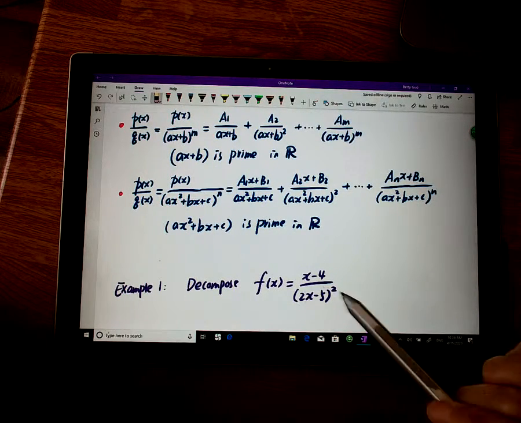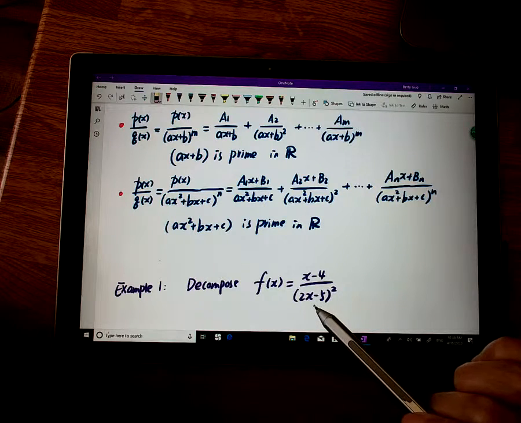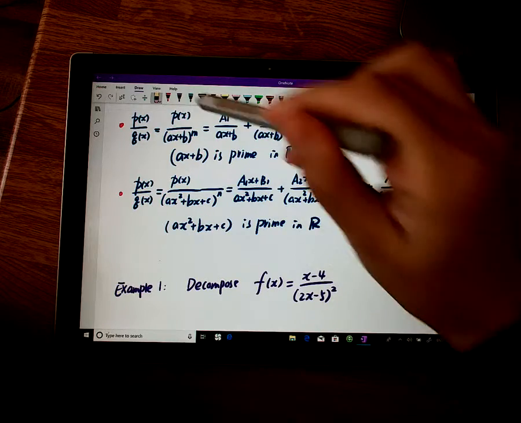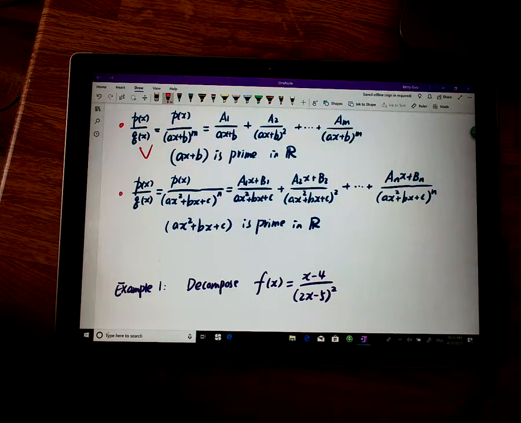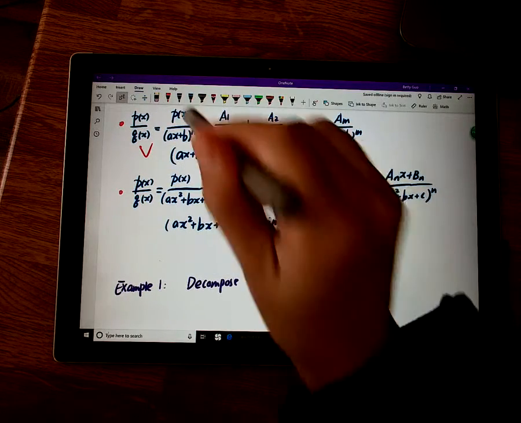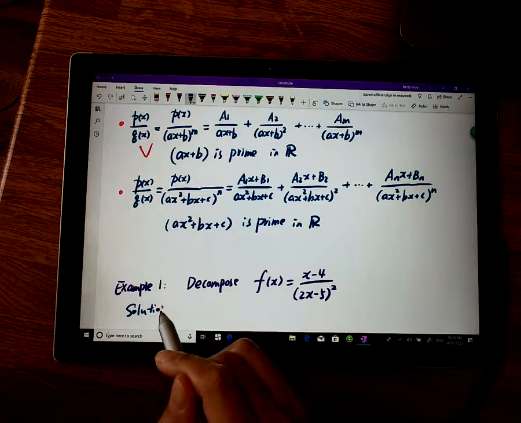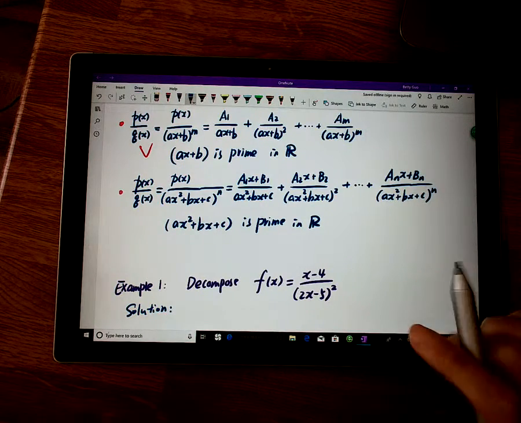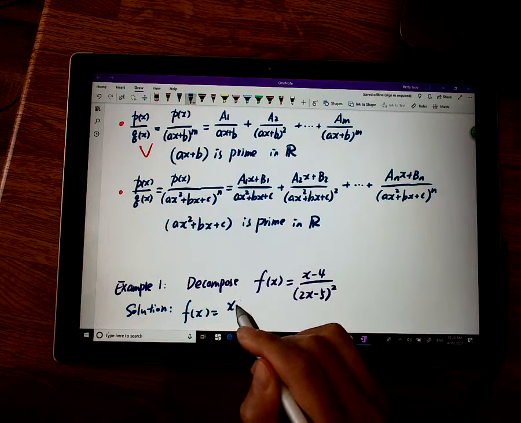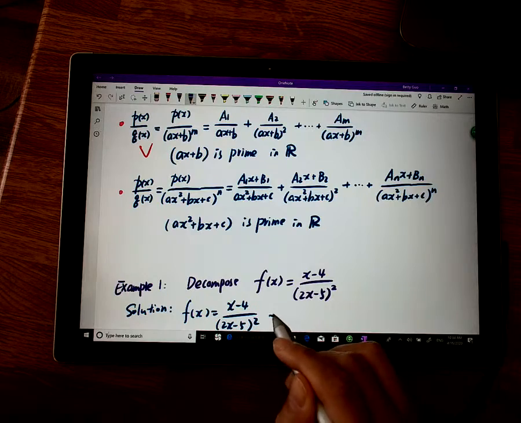Which formula? We look at the denominator. The denominator is the power of a binomial. The binomial is 2x minus 5, which is prime. So we know we're going to use this formula, the first one, okay? And let's see. F of x equals x minus 4 over 2x minus 5 to the power of 2.